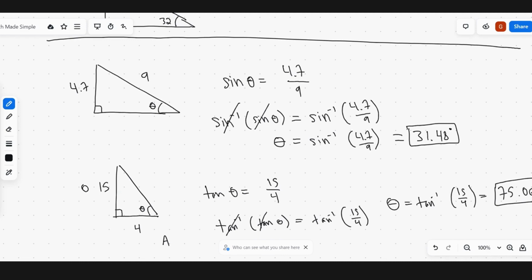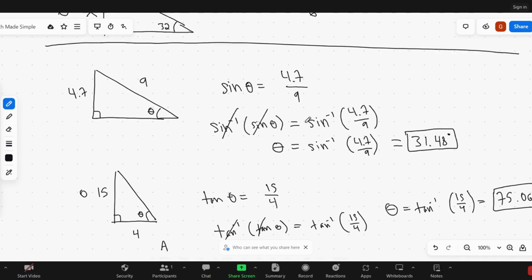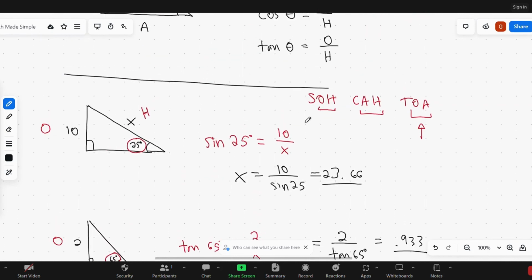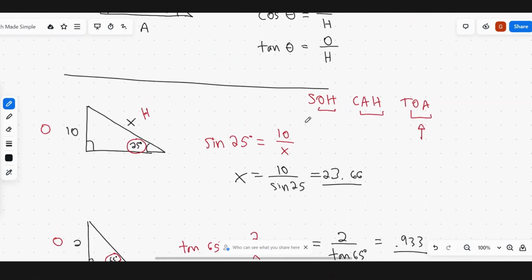So regular tangent, regular sine, regular cosine, your trigonometric functions, they work great for, given an angle measure and a side length, solving for the missing side length. Inverse trigonometric functions, inverse sine, inverse cosine, inverse tangent, they work great for going from side lengths to an unknown angle measure. And once again, we'll just review that the actual abbreviation is SOHCAHTOA.